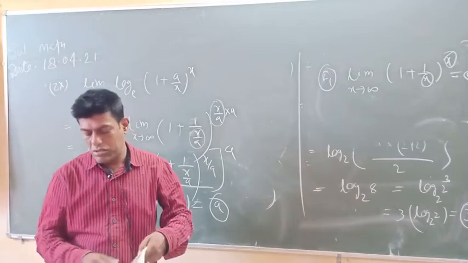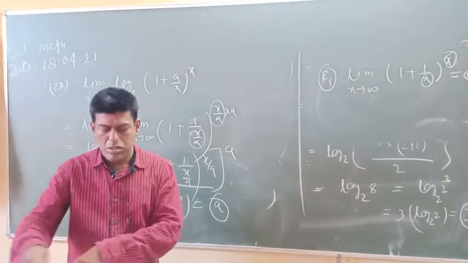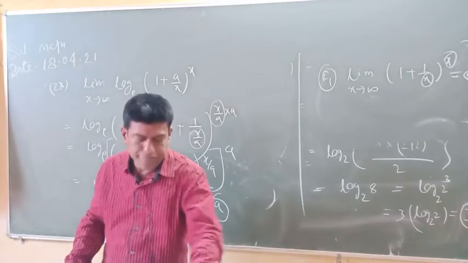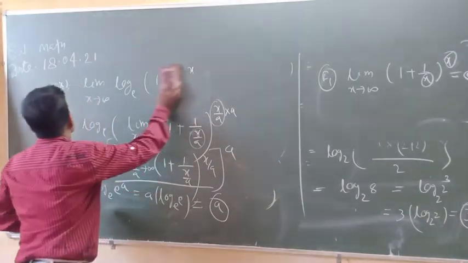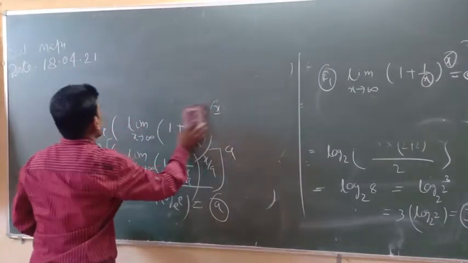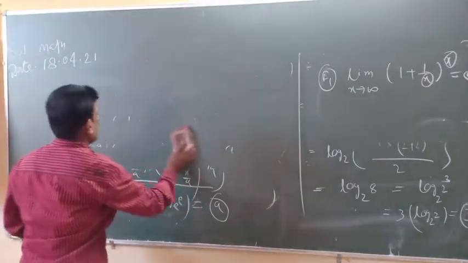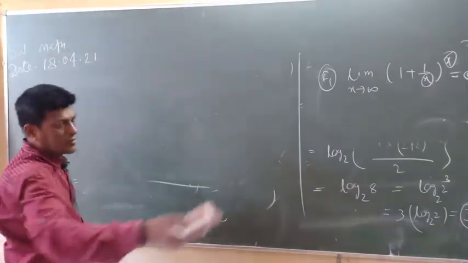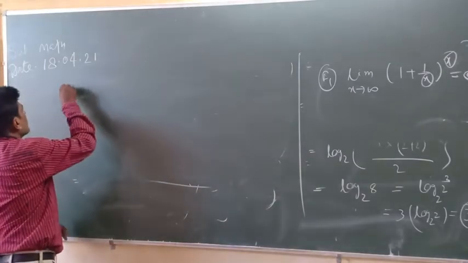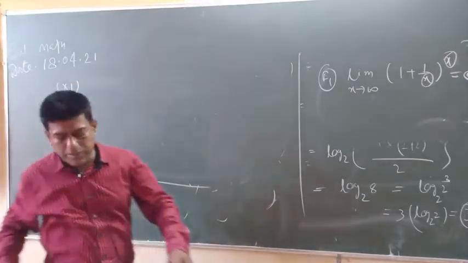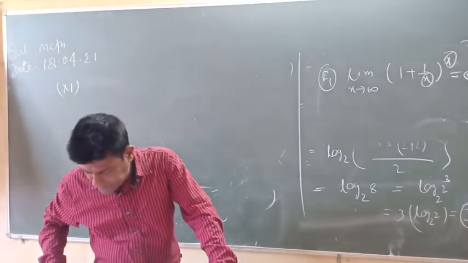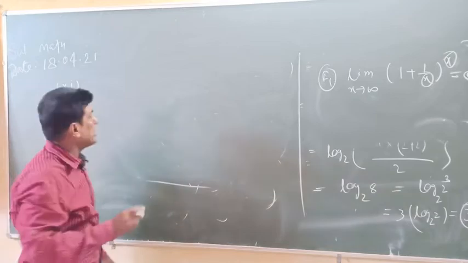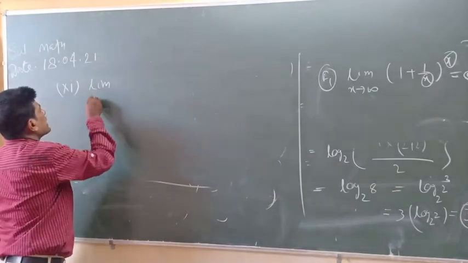Number xi. It is given that limit x tends to pi by 4. It is an important problem. Limit x tends to pi by 4.